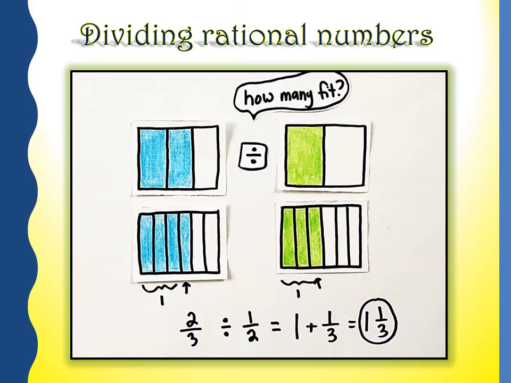Another example, here I need to divide 2/3 by a half. Here I will search how many groups of this half I have in this 2/3. As shown in this figure, I will have 1 half and a third.